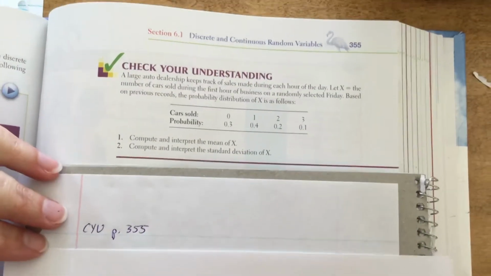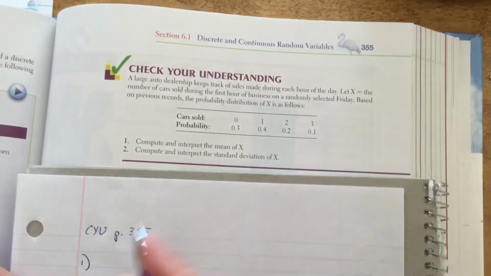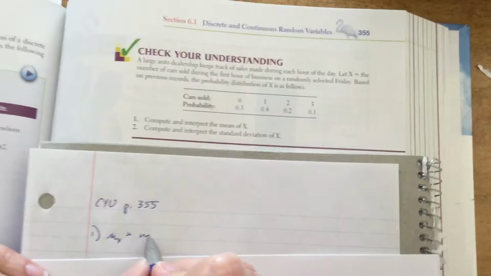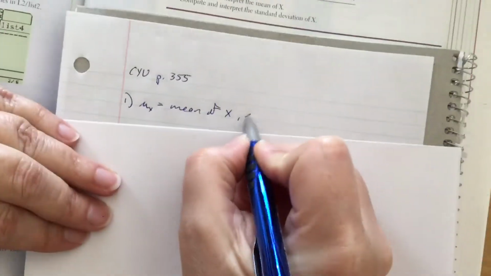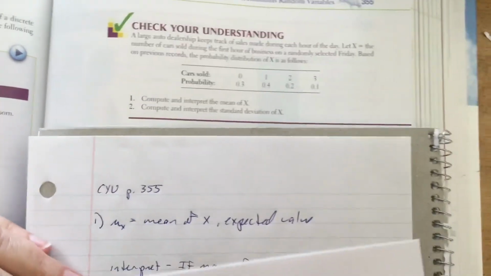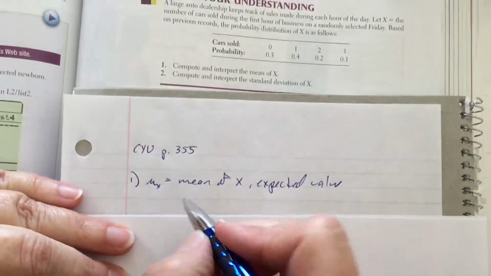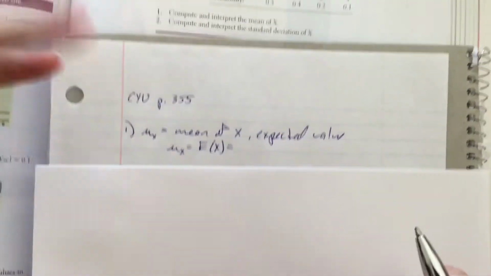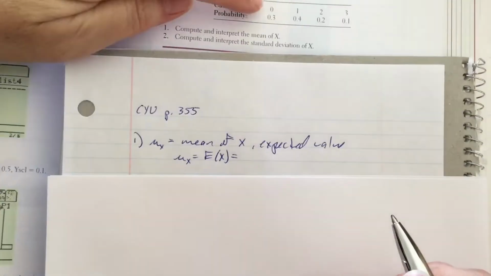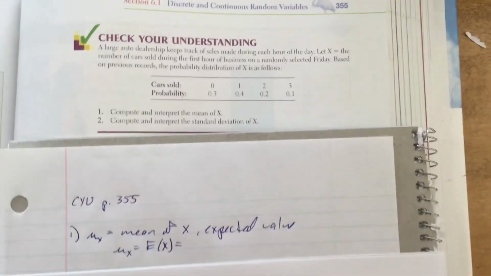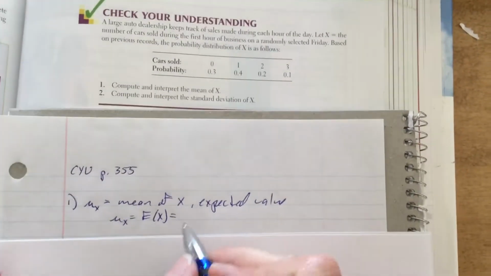So we're going to compute the mean. The mean of a random variable, this is the mean of X. It's also called the expected value. So how we calculate this, we might see it as the expected value of X. It is basically a weighted average. So you multiply each probability times the number of cars sold and you add them up. It's just how you calculate your grade when you have weighted grades.